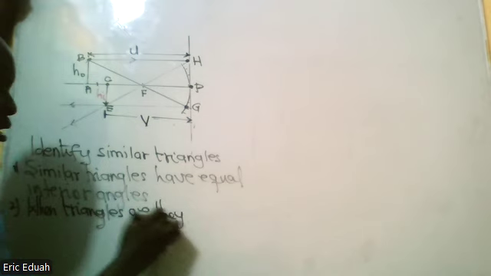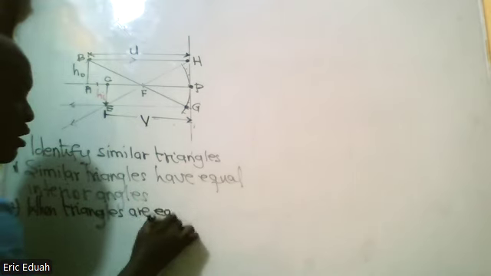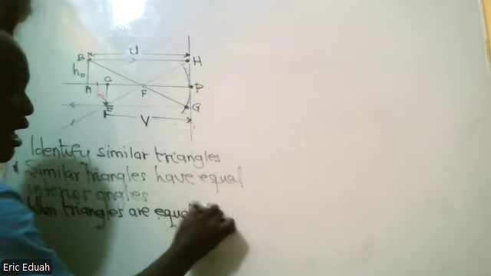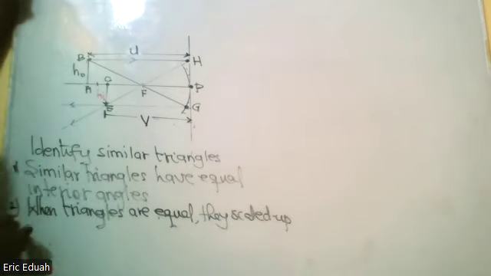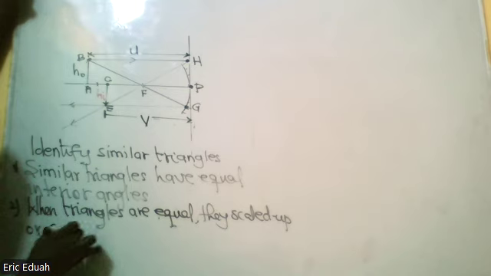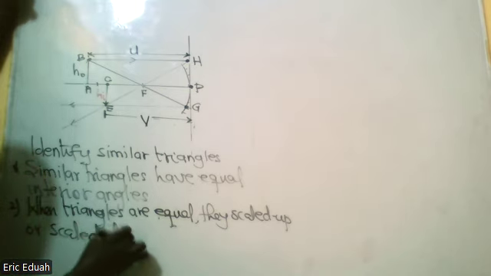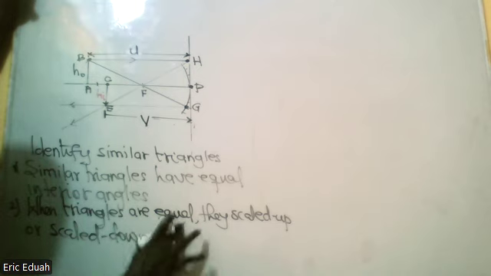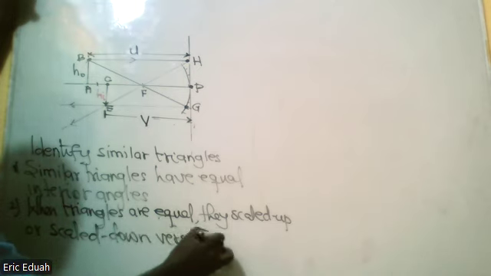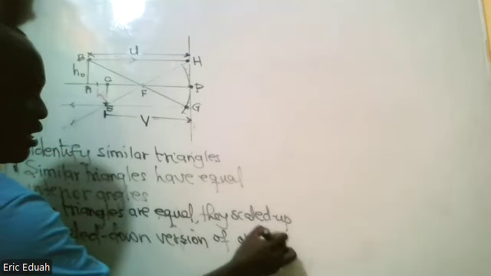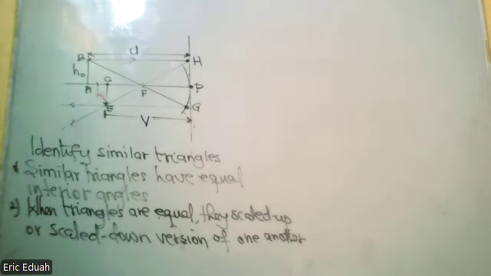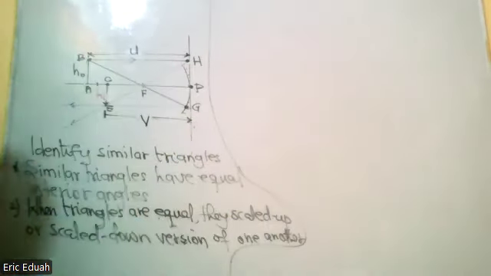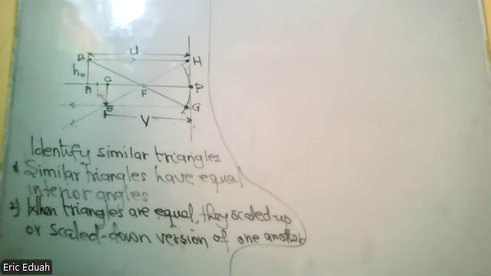They are scaled up or scaled down versions of one another. Meaning when triangles are similar, one is either bigger or smaller than the other. Okay, so these are the indicators that would help us identify similar triangles.